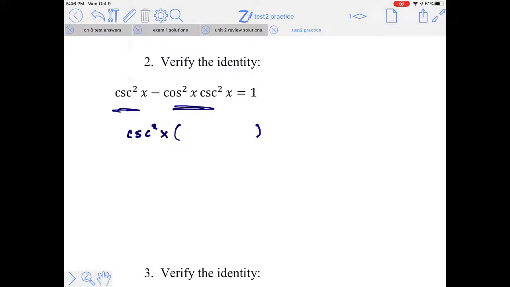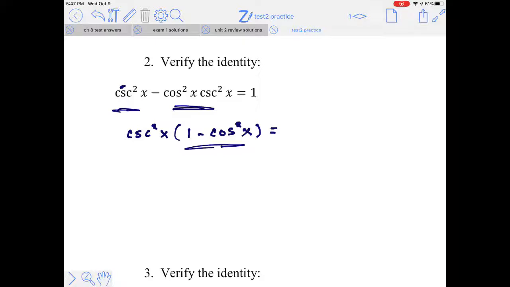what are we left with? 1 minus cosine squared. So if I factor out a cosecant squared from itself, here you're left with the 1 minus cosine squared. Is that the same thing as sine? 1 minus cosine squared, we just saw this one on the previous problem. 1 minus cosine squared is a form of that Pythagorean identity, so we can change this into sine squared.